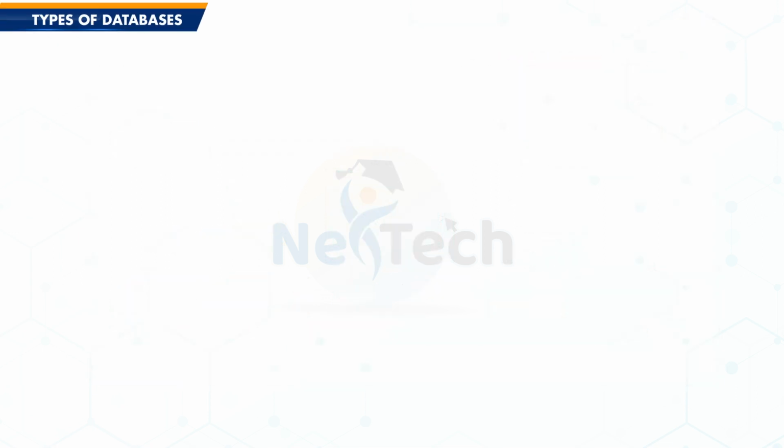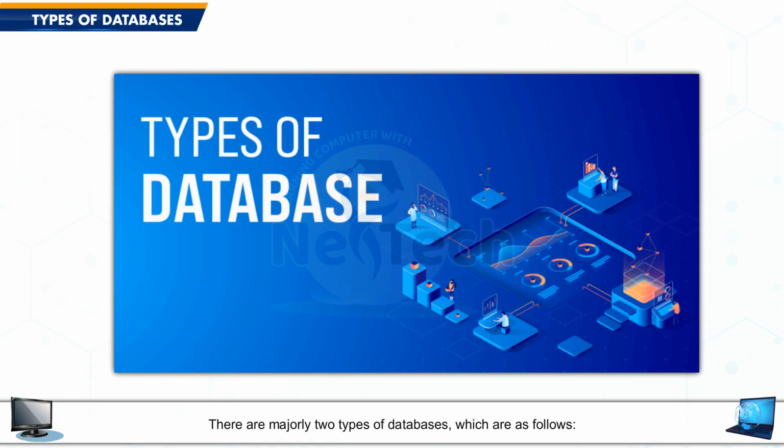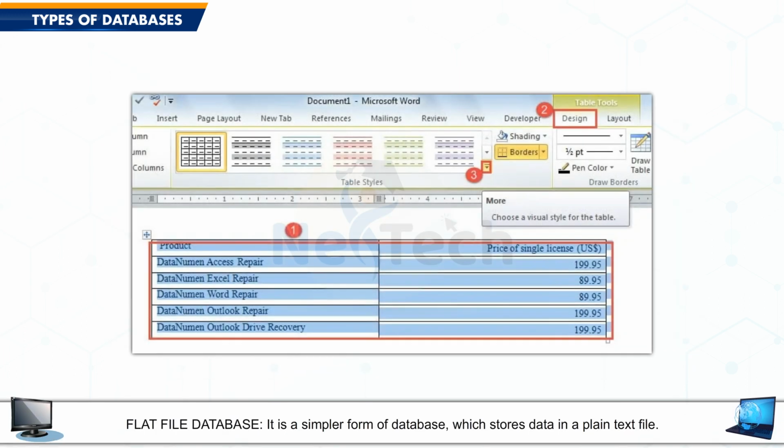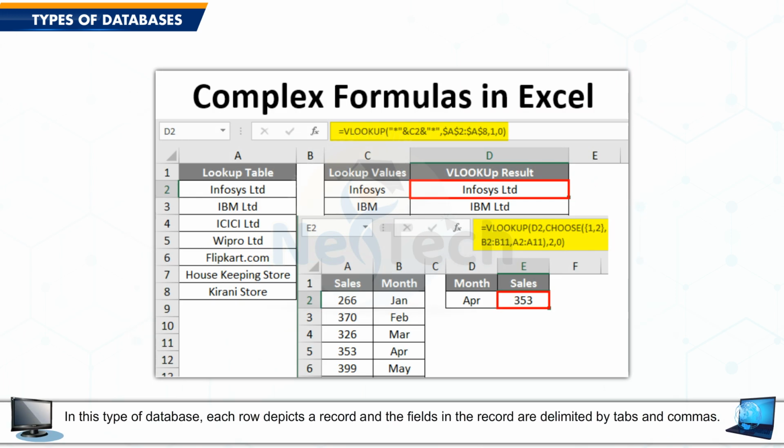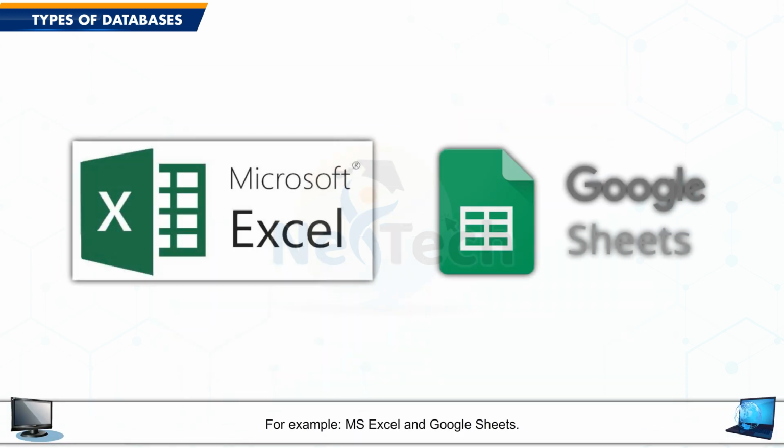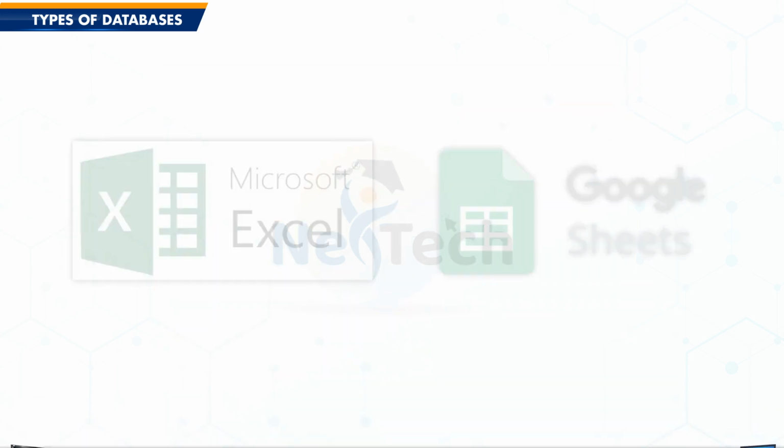Types of databases. There are majorly two types of databases, which are as follows. Flat file database. It is a simpler form of database which stores data in a plain text file. In this type of database, each row depicts a record and the fields in the record are delimited by tabs and commas. For example, MS Excel and Google Sheets.